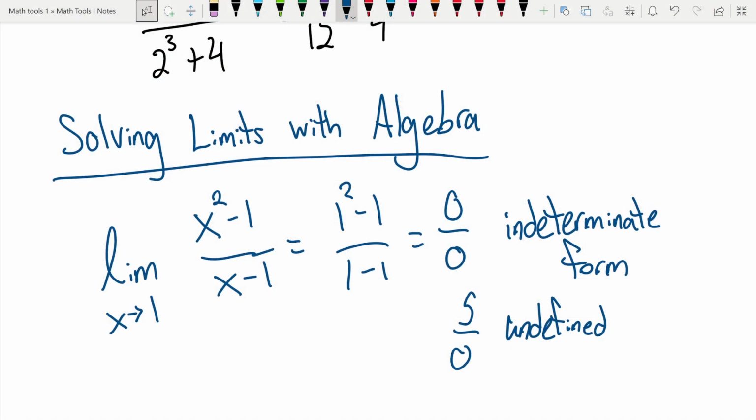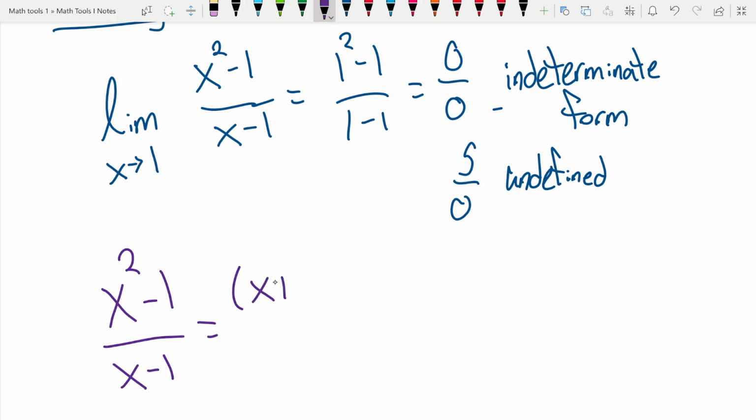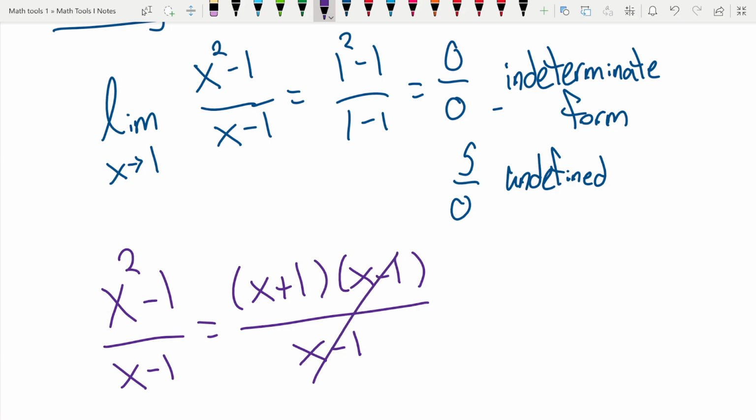So let's go ahead and see what that would look like. We'll just do some algebra. x squared minus 1 over x minus 1. Hopefully at this point you recognize that this is factorable as x plus 1 times x minus 1, over x minus 1. So we cancel these terms, and we're just left with x plus 1.